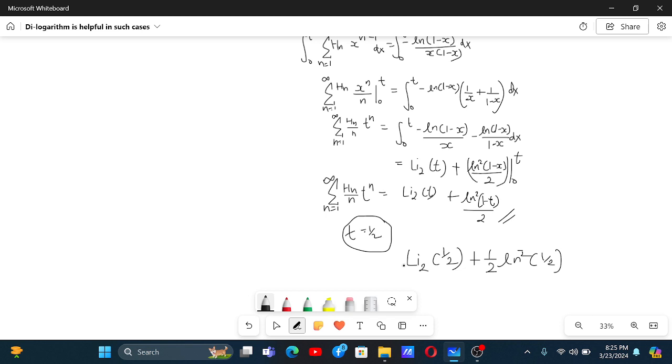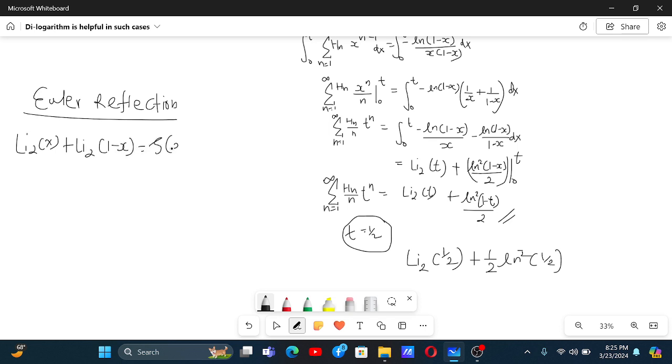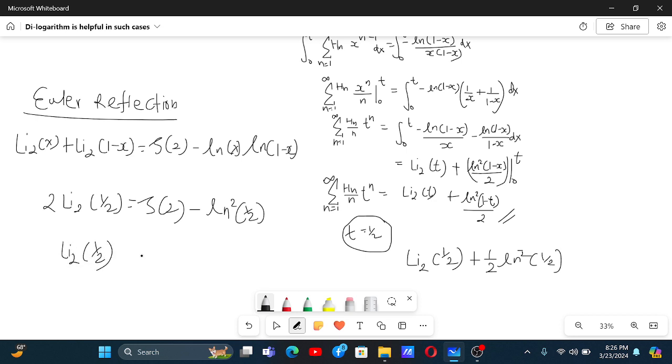Now how do we find Li_2 of 1 by 2? We use Euler's reflection formula of polylogarithms, which states that Li_2 of x plus Li_2 of 1 minus x is equal to Riemann zeta of 2 minus ln of x times ln of 1 minus x. Using this, if we substitute x as 1 by 2, we get 2 times Li_2 of 1 by 2 is equal to Riemann zeta of 2 minus ln square 1 by 2. Now we can take 2 to the other side. That gives us Li_2 of 1 by 2 is equal to Riemann zeta of 2 by 2 minus ln square 1 by 2, by 2.